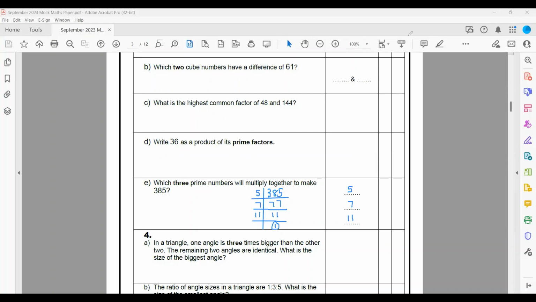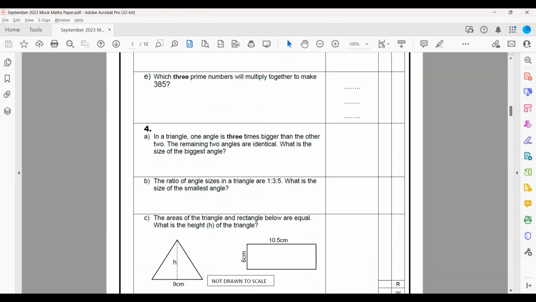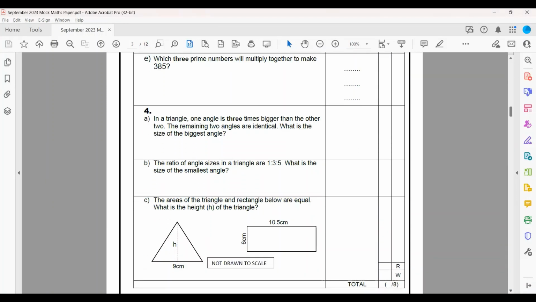Okay, going down now to question 4. So here we have three questions involving triangles. So in the first one, you're told in a triangle, one angle is 3 times bigger than the other two. The remaining two angles are identical. Okay, so this tells us we have an isosceles triangle, and we've been asked for the size of the biggest angle. So I would draw myself a little triangle.